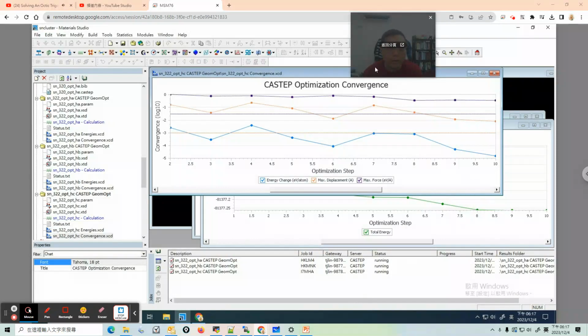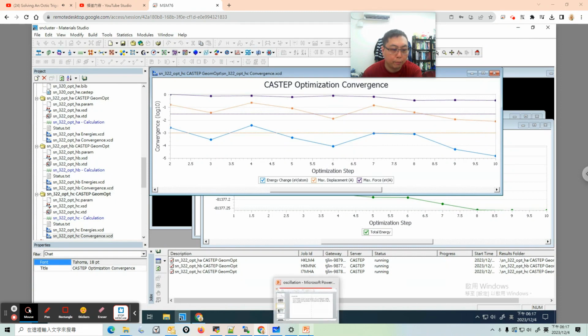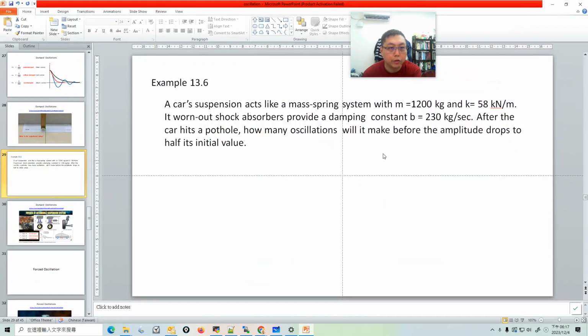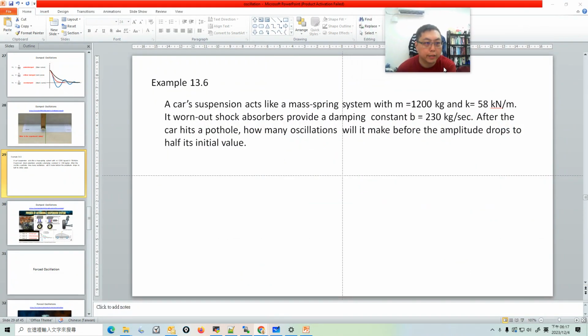Hello everyone, this video is just going to show you an example for damped oscillation. This example is taken from the textbook. It's a very simple problem, and I also selected this type of problem for your homework. For this type of problem, the strategy is the same. So, this damped oscillation problem.